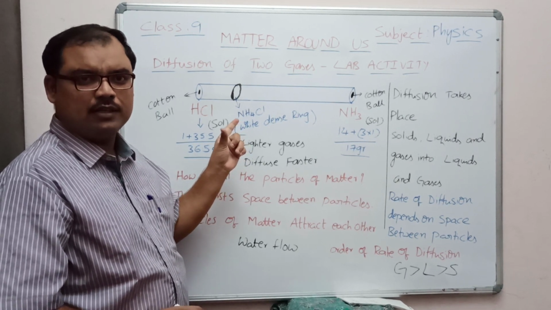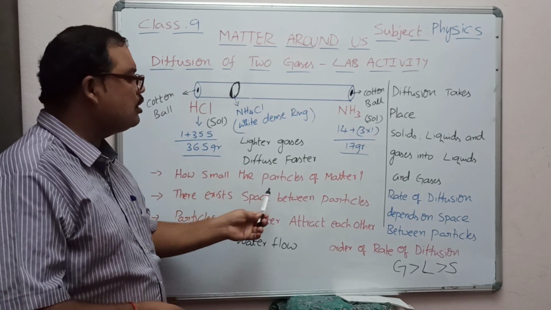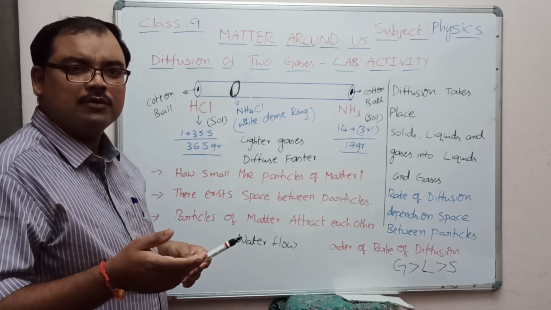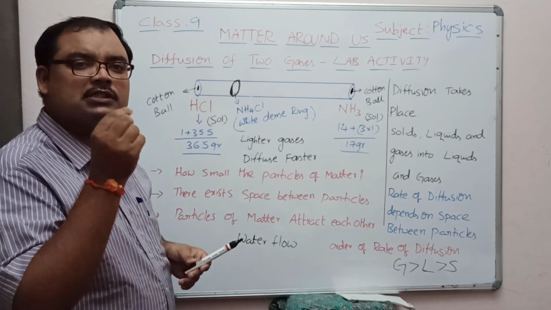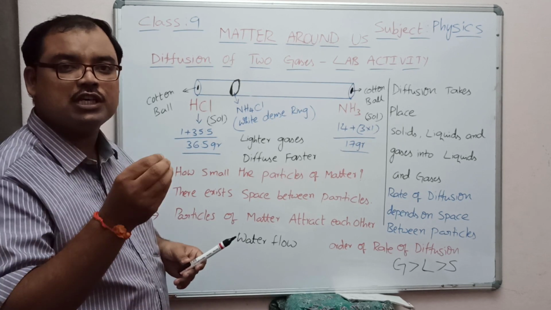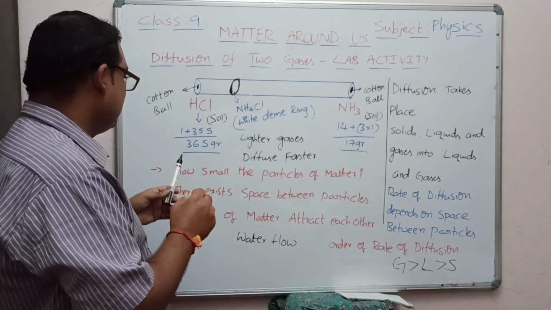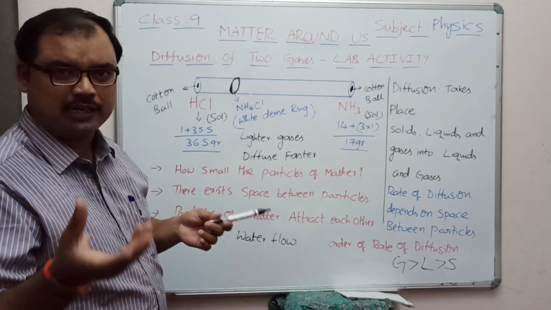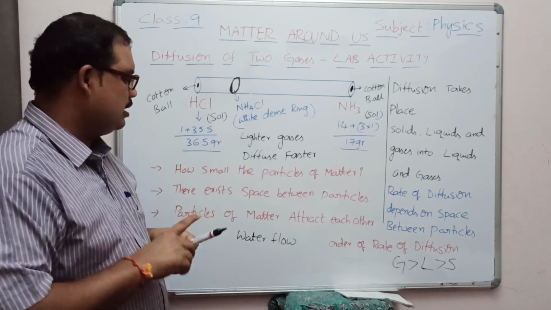Now we discuss how small the particles of matter are. The molecules of matter are sometimes of a size which is invisible to the naked eye. For example, we cannot see the molecules of ice cream directly; the size is so small. How to confirm that? Simple.